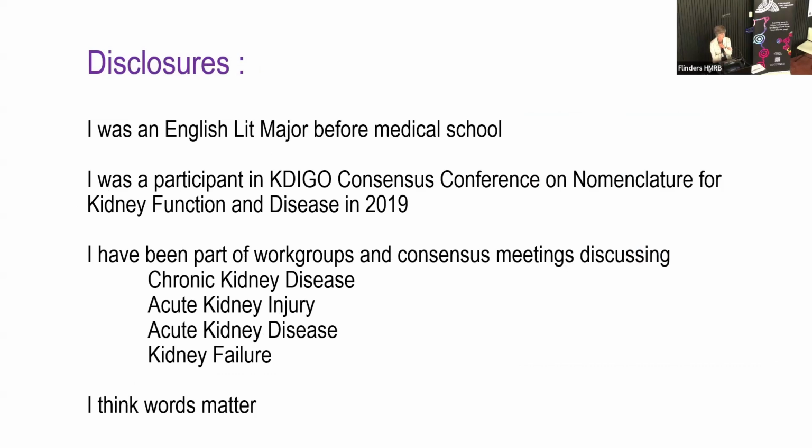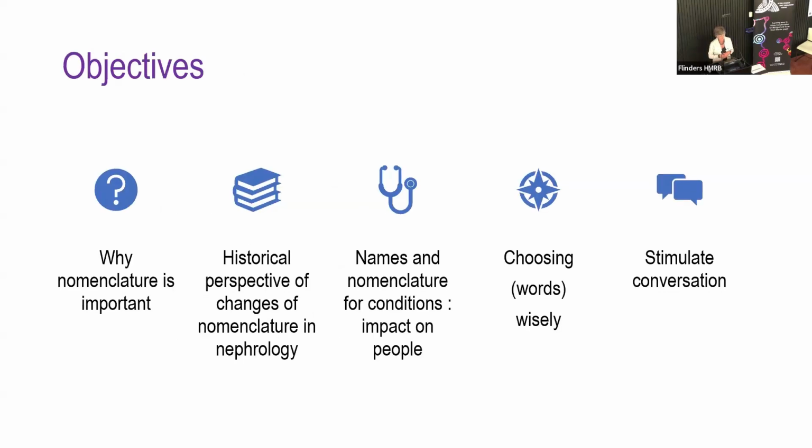And I actually believe that words matter and actions matter, as Stephen and others have alluded to, but if you don't have the right words, you can't get to the place where you can do the actions. So what I want to do is just take about 10 or 12 minutes to discuss why nomenclature is important, a historical perspective of changes in nomenclature in nephrology and how I think they've actually helped us, and what impact that has, importantly, on people for choosing words wisely, whether that be in clinical conversation or in research conversations.